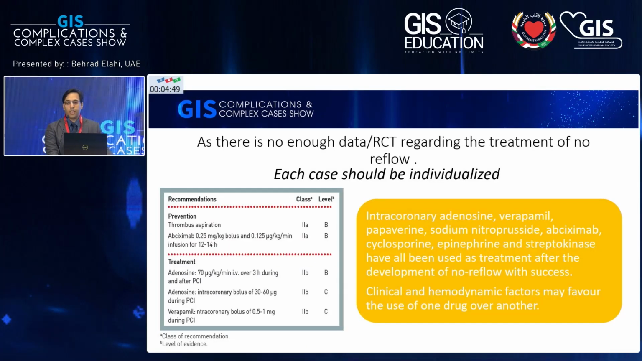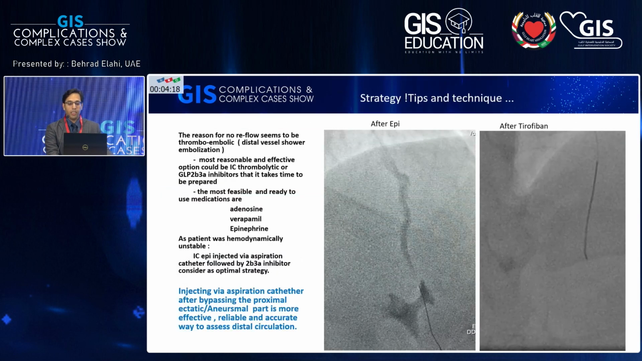As you know, we do not have enough data and evidence regarding the treatment of no-reflow. They're using many medications like verapamil, nipride, abciximab, epinephrine, urokinase, streptokinase, nicardipine. But each case should be individualized based on the hemodynamic factors of the patient. The patient was unstable with low blood pressure, and for me, in this case, the drug of choice was not a calcium blocker or adenosine that can worsen the hemodynamics of the patient. For me, the best choice was giving epinephrine from the beginning.